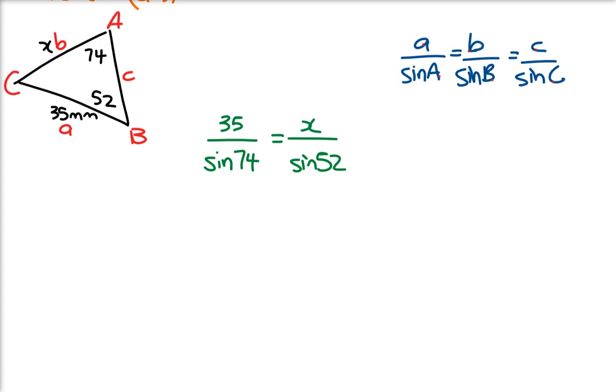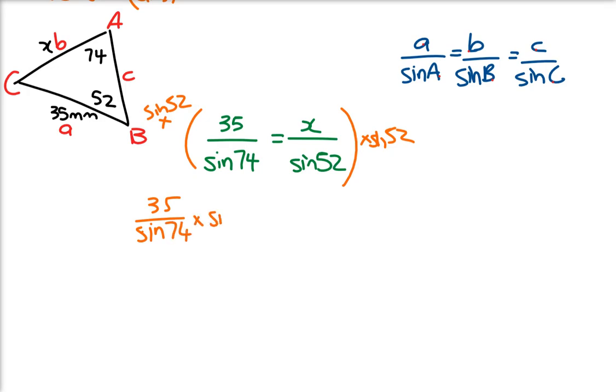Times. Plug it in. Exactly. Times by sine 52. So times this one by sine 52. And times this side by sine 52. Okay, and that gives us an equation of 35 over sine 74 times sine 52 is the same as whatever we're trying to figure out. Happy? Yep. And now that's when you get your calculator out.